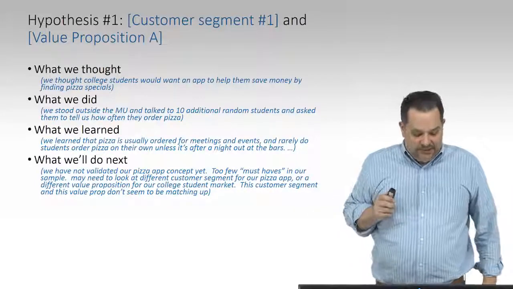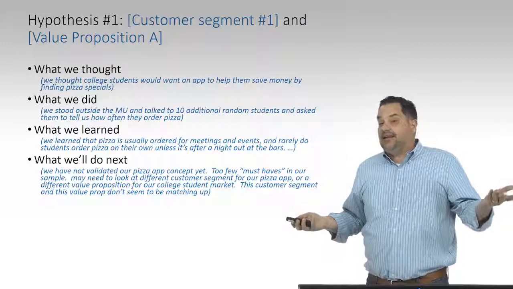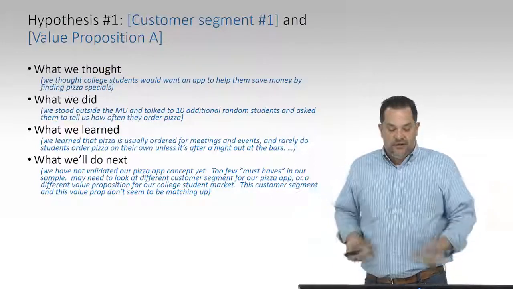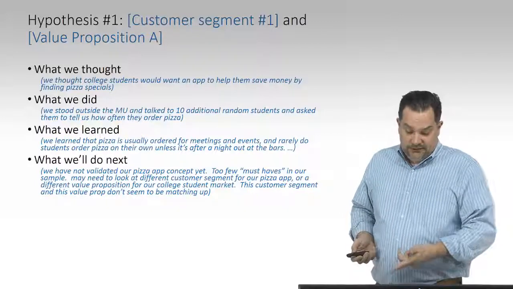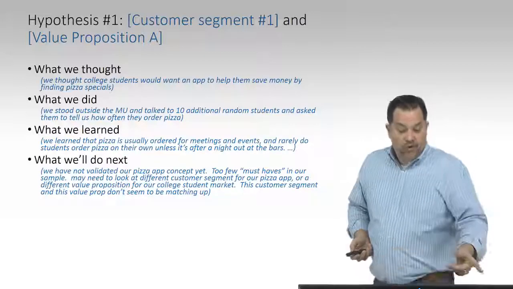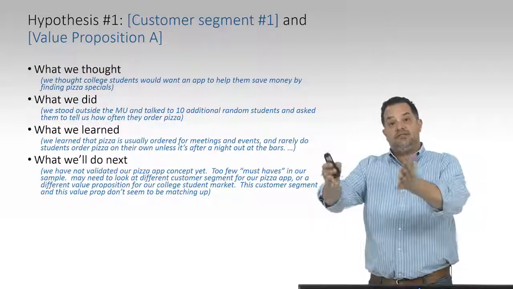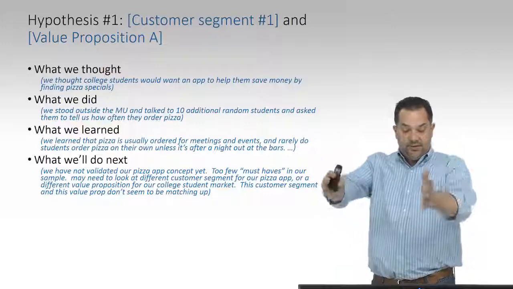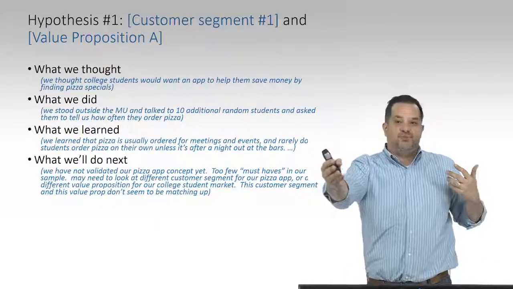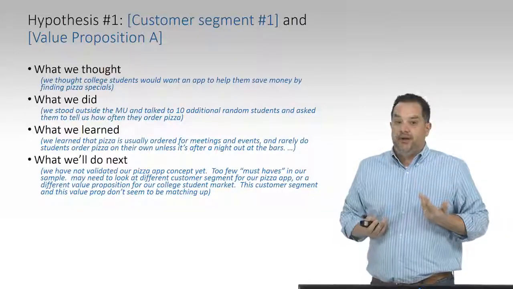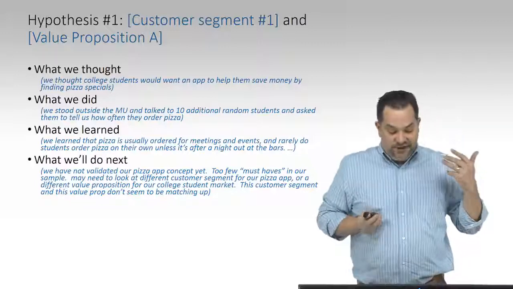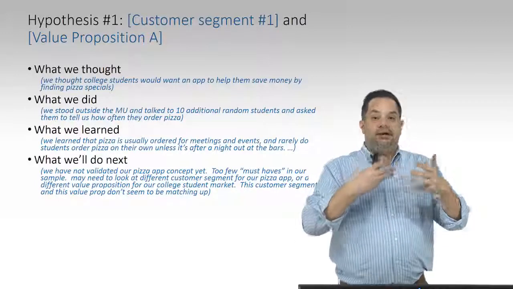So what are they going to do next? They said, we haven't validated our pizza app concept yet. There's too few must-haves in our sample. We may need to look at different customer segments, so maybe college students are the wrong customer segment, or a different value proposition if we want to stay with the customer segment of students. So either it's pizza or it's college students, but what this team learned is it's probably not both. Okay? So what they've determined is that this customer segment and this value proposition don't seem to be matching up.